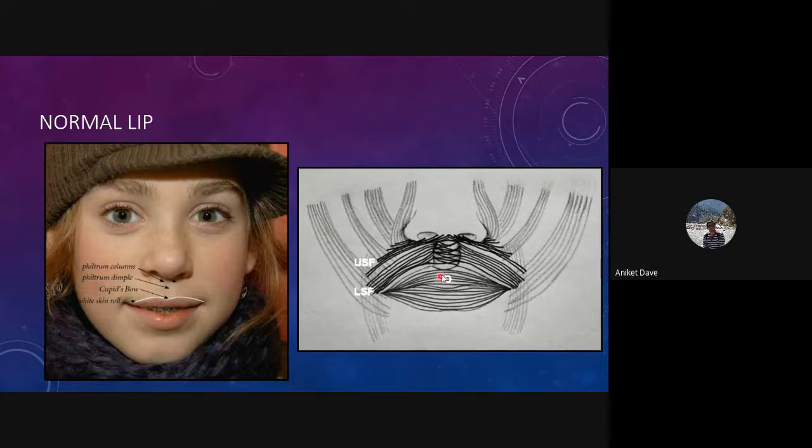And the image on the right, this is a very important image to understand the anomaly which is there in cleft lip, because this shows the muscle underlying the lip, which is the orbicularis oris muscle.